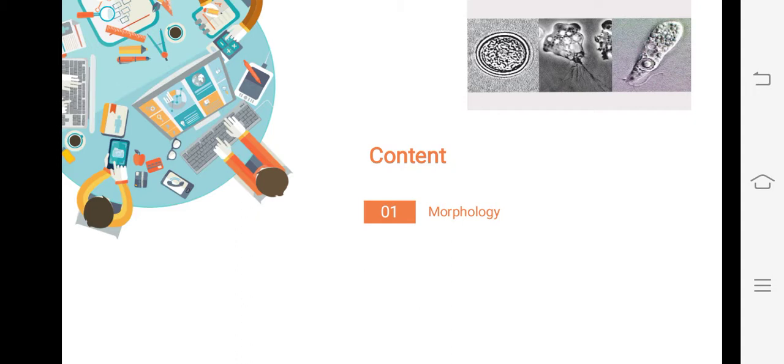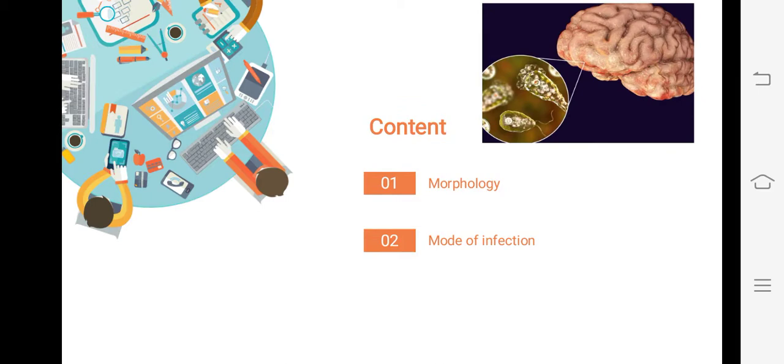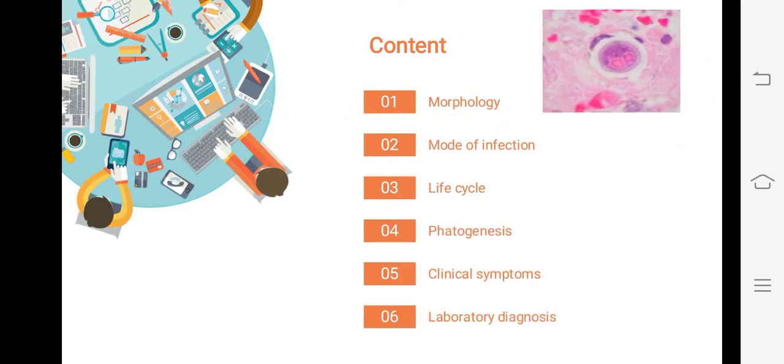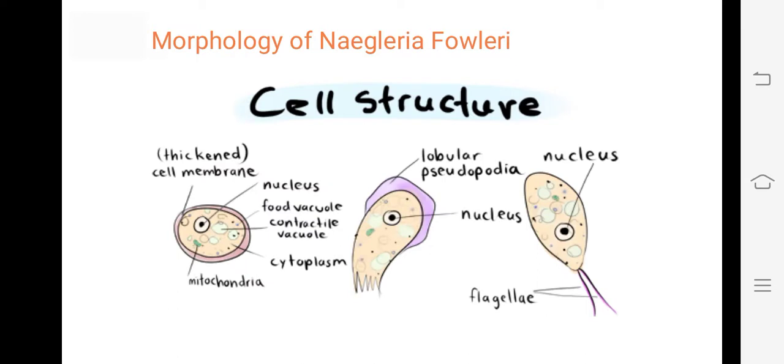So let's go over the content. First, we will talk about morphology, the mode of infection, the life cycle, pathogenesis, clinical symptoms, and its laboratory diagnosis. So let's go over the morphology of Naegleria fowleri. As you can see in the picture, it has three stages.